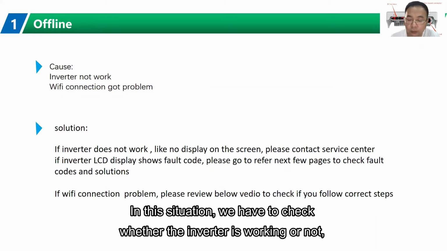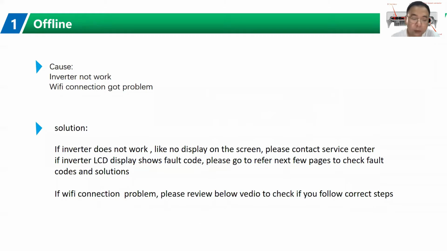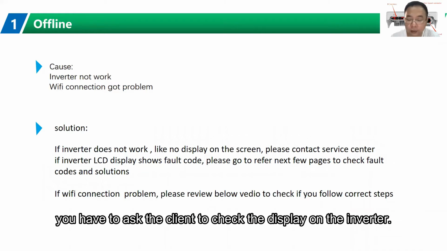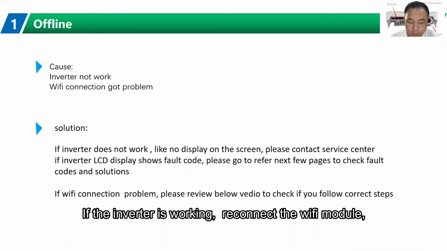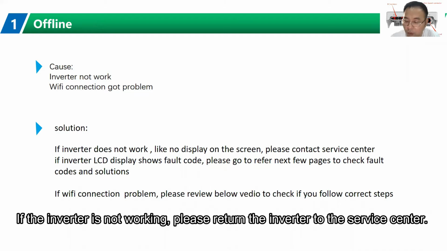In this situation, we have to check whether the inverter is working or not. You have to ask the client to check the display on the inverter. If the inverter is working, reconnect the Wi-Fi module. If the inverter is not working, please return the inverter to the service center.